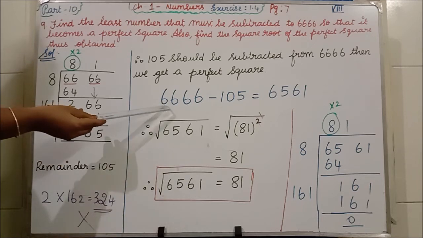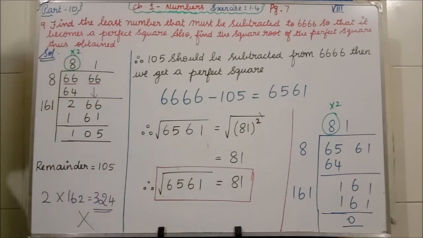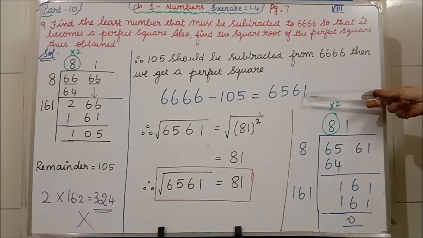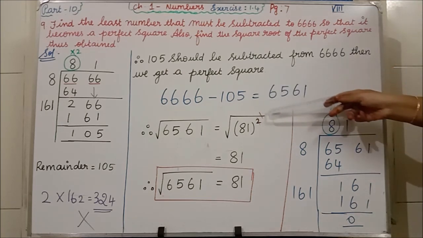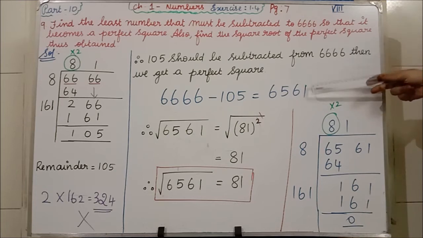Clear? So see, 6666 minus 105. If you are subtracting 105 from 6666, we are getting 6561. Okay, this answer you are getting. Now this is our perfect square number. Okay, ma'am, how are you saying this is a perfect square number? Okay, I will explain you.